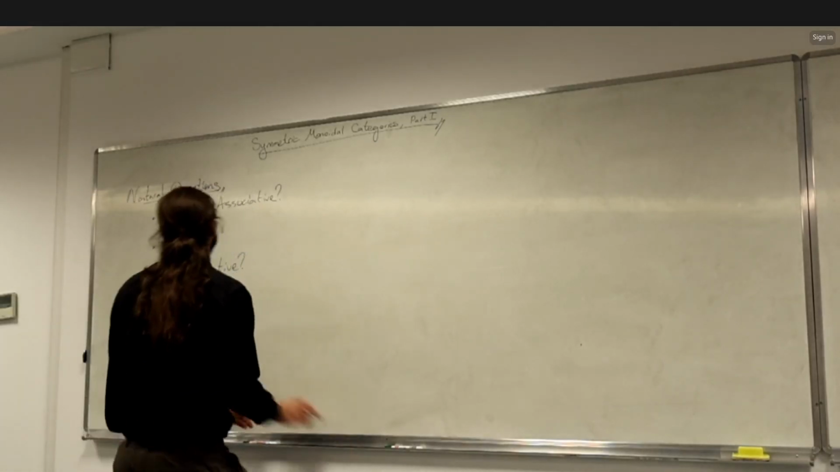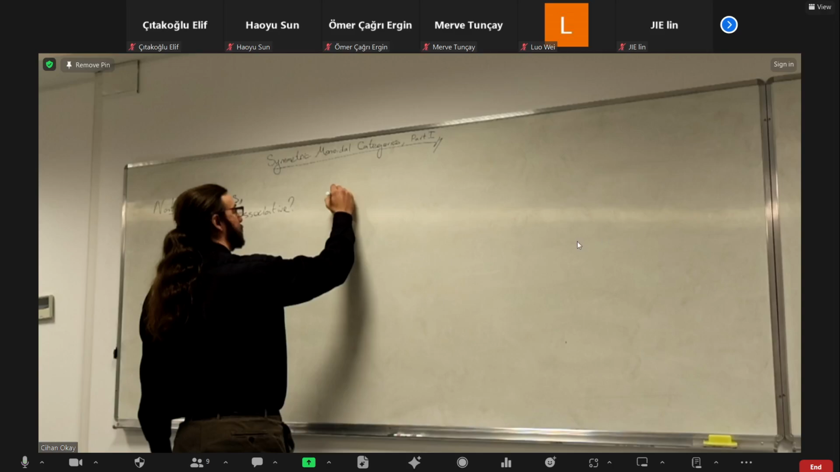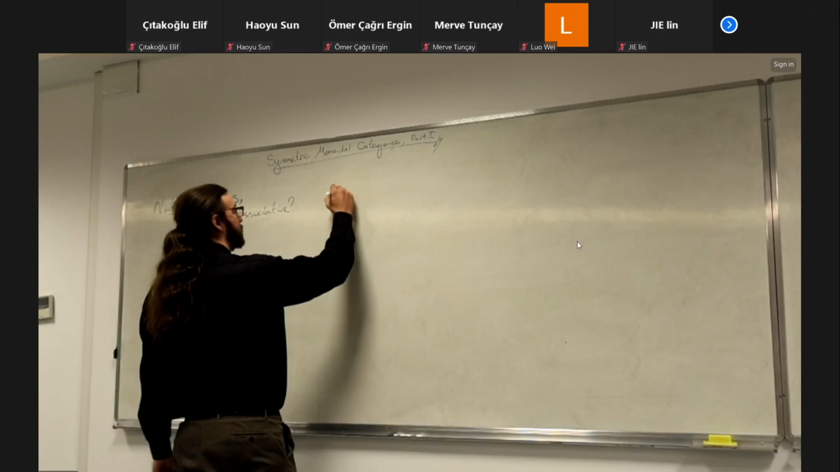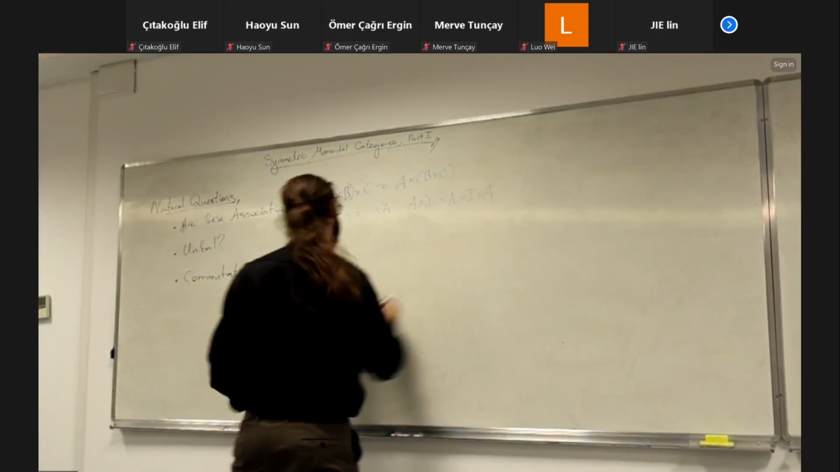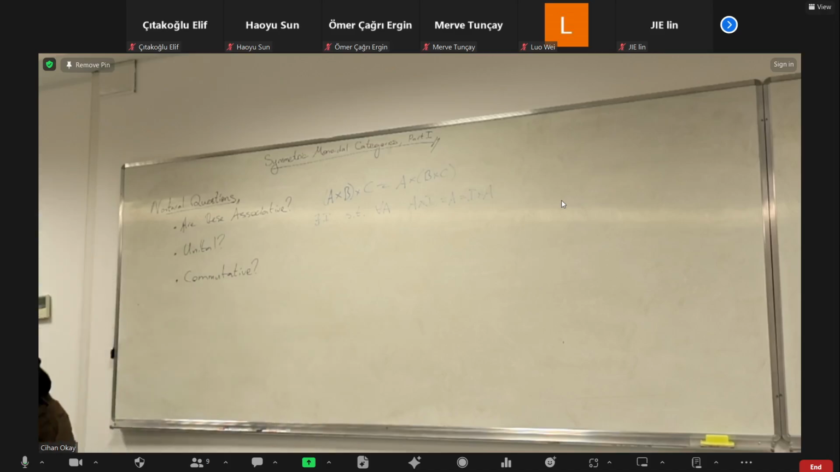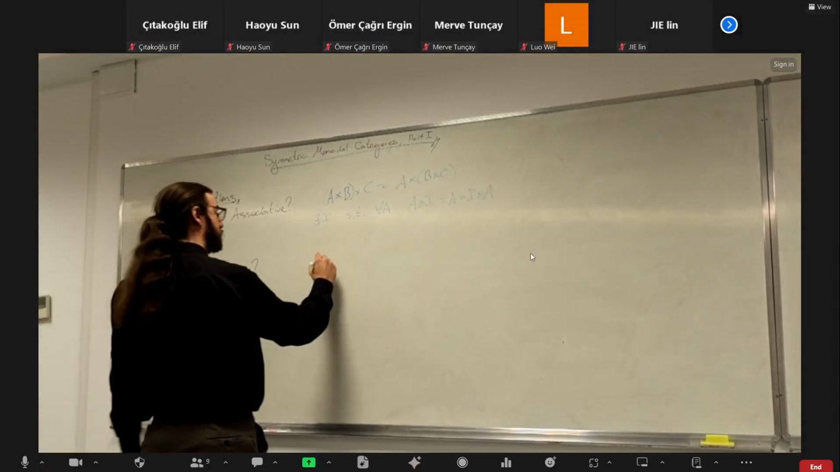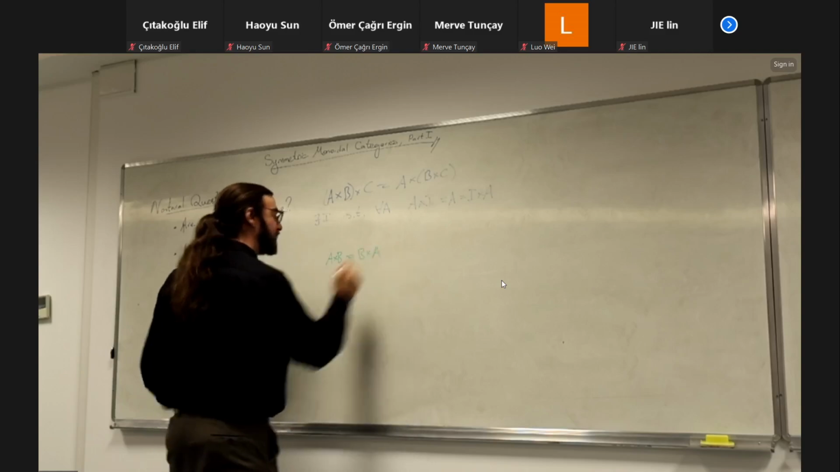So let me just say very briefly what I mean by this. Associative should mean something like (A times B) times C is A times (B times C). Unital should mean there exists some I such that for any A, A times I equals A equals I times A. And this marker is dying, so let me switch to a better one. Commutative should mean that A times B is always equal to B times A.